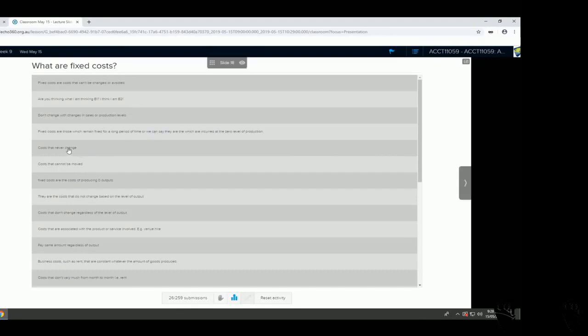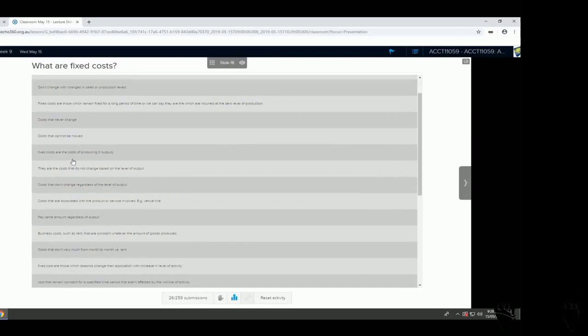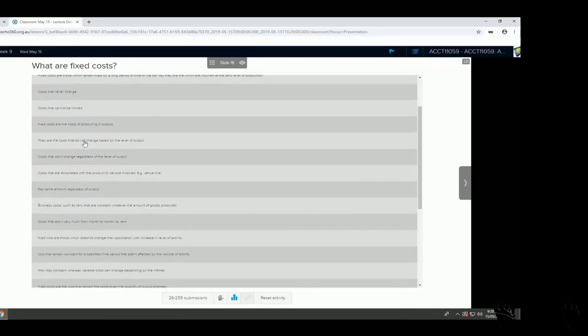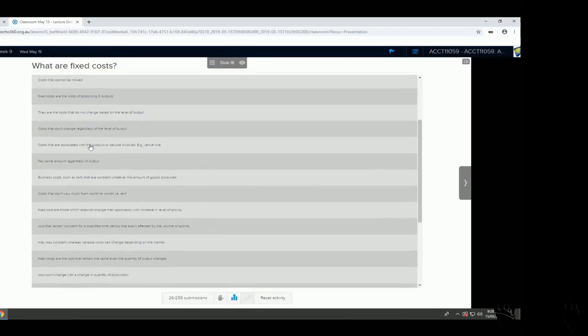Costs that never change, you see? Not true. But what it is, they don't change over different levels of activity. Costs that cannot be moved. Fixed costs are the costs of producing zero outputs. They are the costs that do not change based on the level of output, which is quite a nice way of putting it. That is the thing to get in your mind. Level of activity. It could be sales, production, whatever.